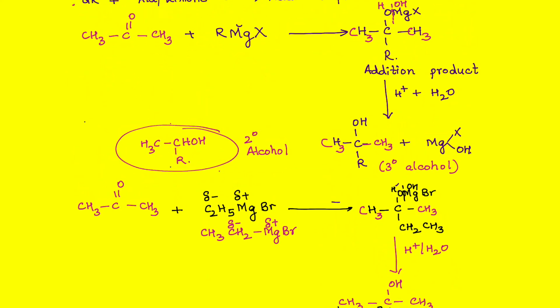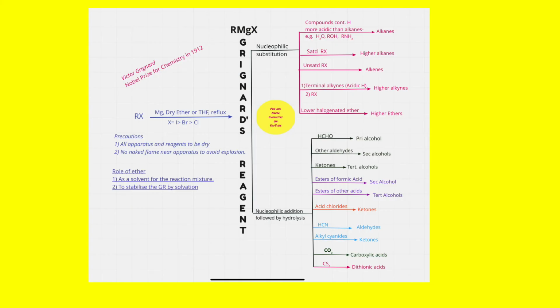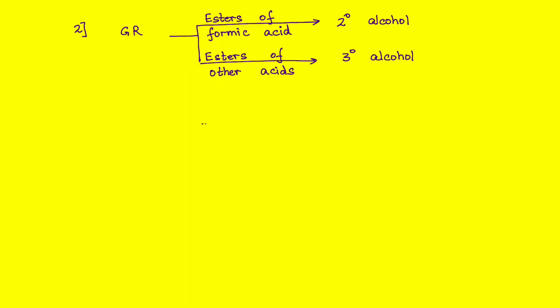And this validates our easy to remember chart, which says Grignard's reagent plus methanal, Grignard's reagent plus any other aldehyde, and Grignard's reagent plus ketone. If you haven't been on the channel earlier, please know that this flow chart is already there on the channel, which makes learning Grignard's reagent very, very easy. We next come to the reaction of Grignard's reagent with esters.